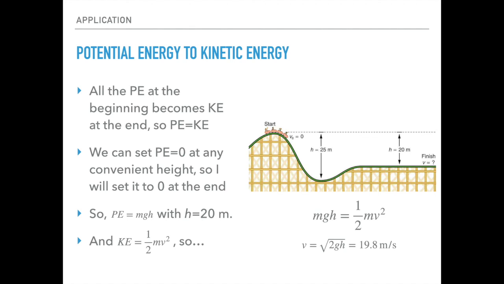So at the start, we only have gravitational potential energy, mgh, with h being 20 meters. And at the end, we have kinetic energy only, and that's 1/2 times the mass of the roller coaster times velocity squared. We can set those two equal to each other. The mass cancels out, and when we solve for the velocity, that gives us the square root of 2gh, which gives a value of 19.8 meters per second.